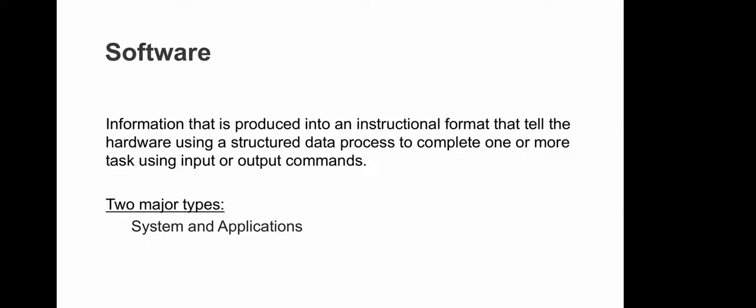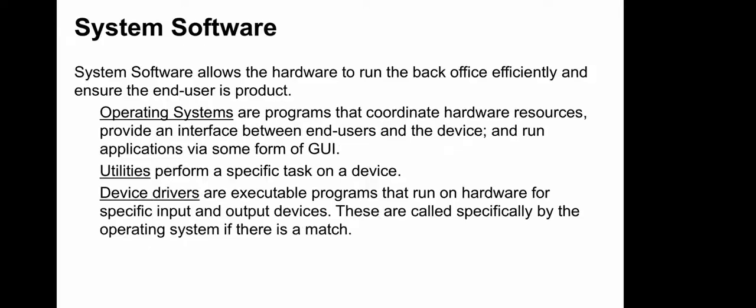Now there really are two types of software: system software and application software. Let's talk about system software for a second. System software is the back office. And really there's three kinds of system software. We're most familiar with the operating system. The operating system are the programs that coordinate the hardware resources, provide the interface between the end user and the device, and run the applications via some form of graphical user interface, or GUI.